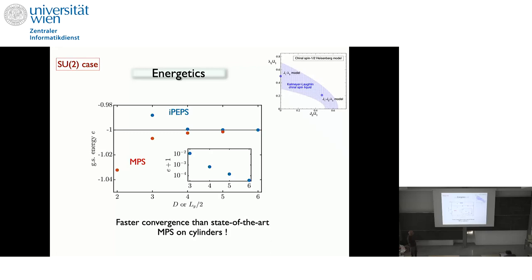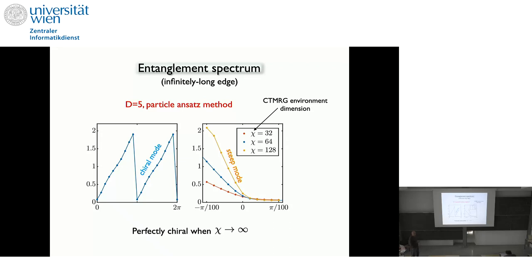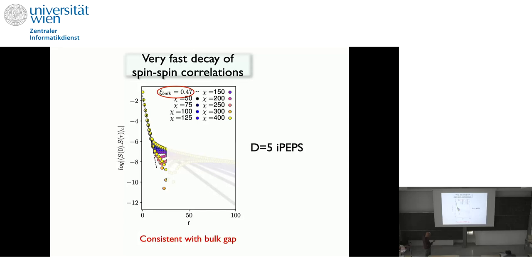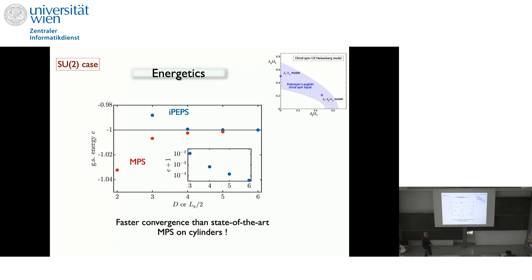Now, if I compare, because you are limited in LY anyway, and I'm limited in D, the best energy realized in MPS is this one, somewhere here. So I get two orders of magnitude closer. Let's say the best energy achievable with current computers is two orders of magnitude better in accuracy than the MPS. Maybe I should rephrase it this way.